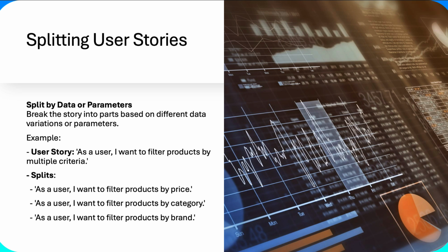Split by data parameters. We've already given an example of this. I want to filter products by multiple criteria, and so we're going to write a user story that's going to filter products just by price. I just want to do it by category or do it by brand.